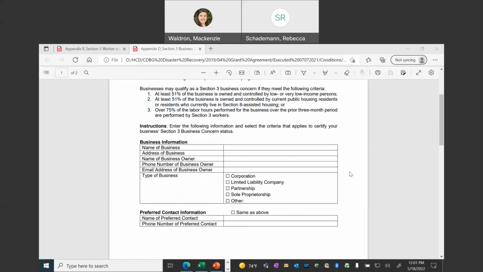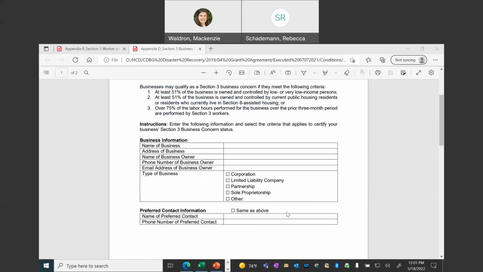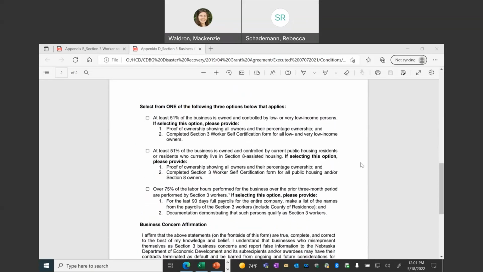So the business will complete the following table on this page 1 and then navigate to the second page. And this is where they are identifying which criteria they are going to be meeting. So I want to highlight some of the documentation in addition to the completed version of this form that they'll need to provide. So if they are planning on meeting criteria number 1, at least 51% of the business is owned and controlled by low or very low income persons, if they check this box, they need to provide the following 2 items. Number 1, proof of ownership showing all owners and their percentage ownership. And 2, completed Section 3 worker self-certification form for all low and very low income owners.